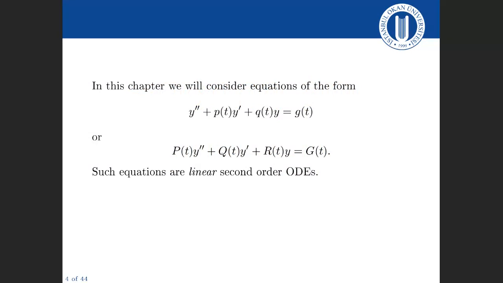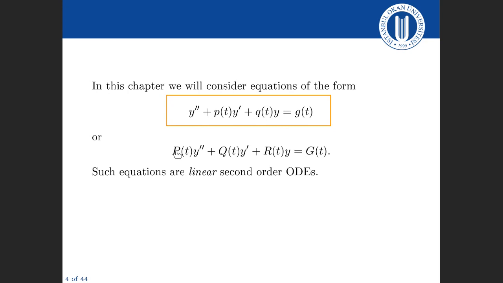Now we're going to start talking about second and also higher order linear ordinary differential equations. In this chapter, we're going to be looking at equations of the form y double prime plus some function p of t y prime plus some function q of t y is equal to g of t. p, q, and g could be any functions of t. If we just look at the y terms, there's a 1y on its own plus 1y on its own plus 1y equal to 0. So this is a linear equation.